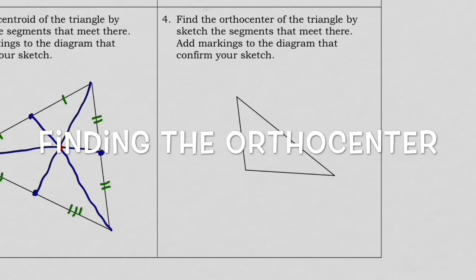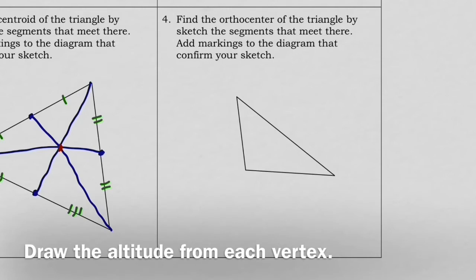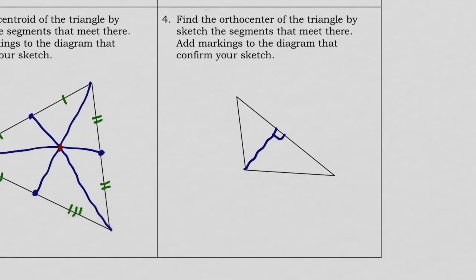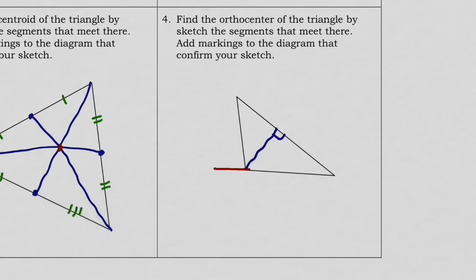Finally, the orthocenter is where the altitudes all intersect. Altitudes are lines that are drawn from a vertex to the opposite side and are perpendicular to that side. This happens to be an obtuse triangle. There's an obtuse angle here. And so the altitude from this vertex is going to fall outside of the triangle. To see that, we can extend this side slightly, and then drawing a line that's perpendicular from that vertex, we see that the altitude is going to be outside.